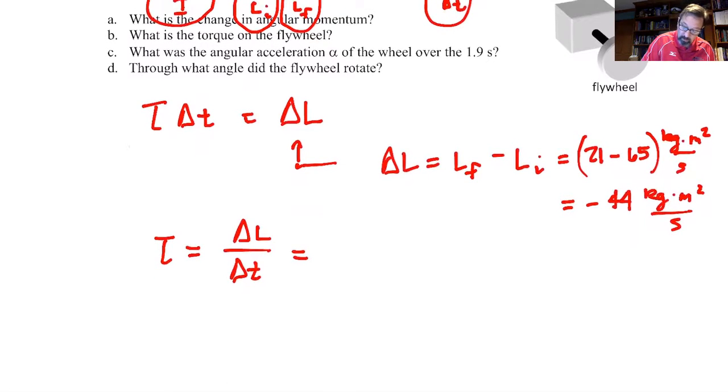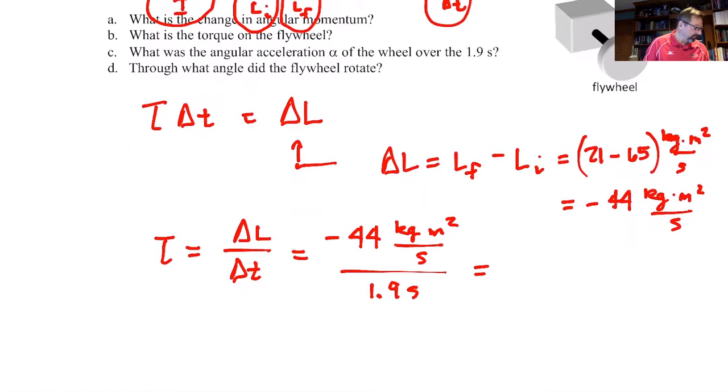Minus 44 kilogram meters squared per second, divided by a time interval, 1.9 seconds. And let's see, what do I have for that? I have 44 divided by 1.9, put that in my calculator. Don't drop the negative sign, minus 23.2. Now, it's a torque. What are the units supposed to be? The answer is it's supposed to be a Newton meter. Many of you have probably memorized that has to be the units of torque.